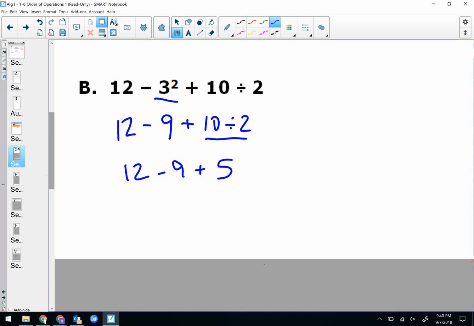Then we go from left to right with all of our addition and subtraction. I take 12 minus 9. I get 3. 3 plus 5 is 8. And 8 is my final answer.